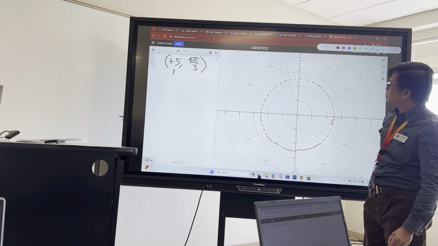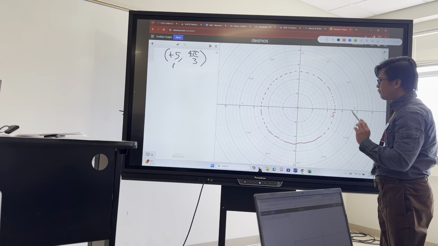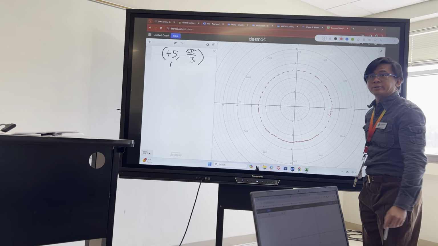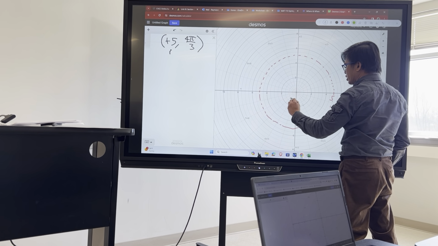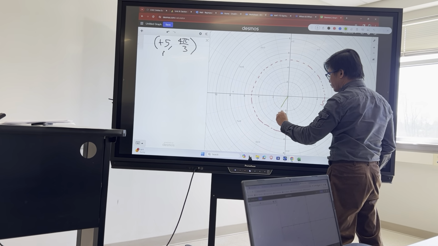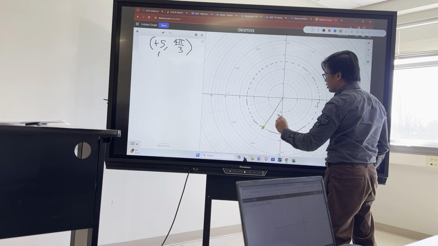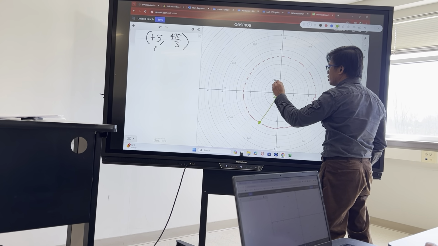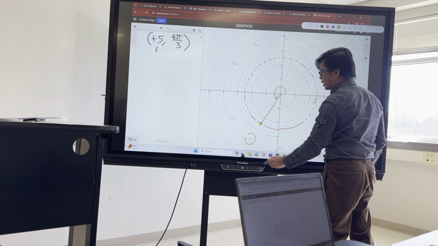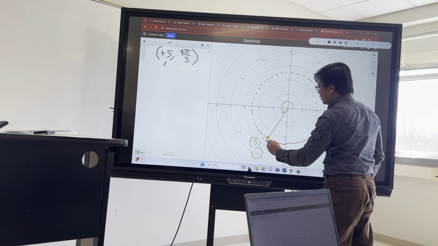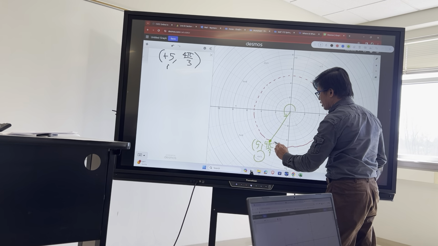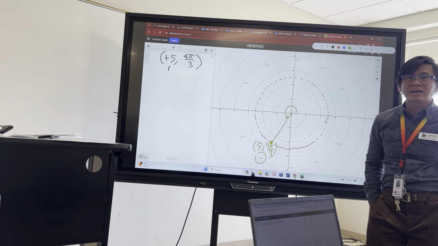So where's that 4/3 pi? As we may see in here, 4/3 pi is on the third quadrant, right? So as we may notice, then that will be the following in here. If you see the 4 pi over 3, which is this point, that means that is your angle, 4/3 pi. So this point is the point now, which is 4 pi over 3.